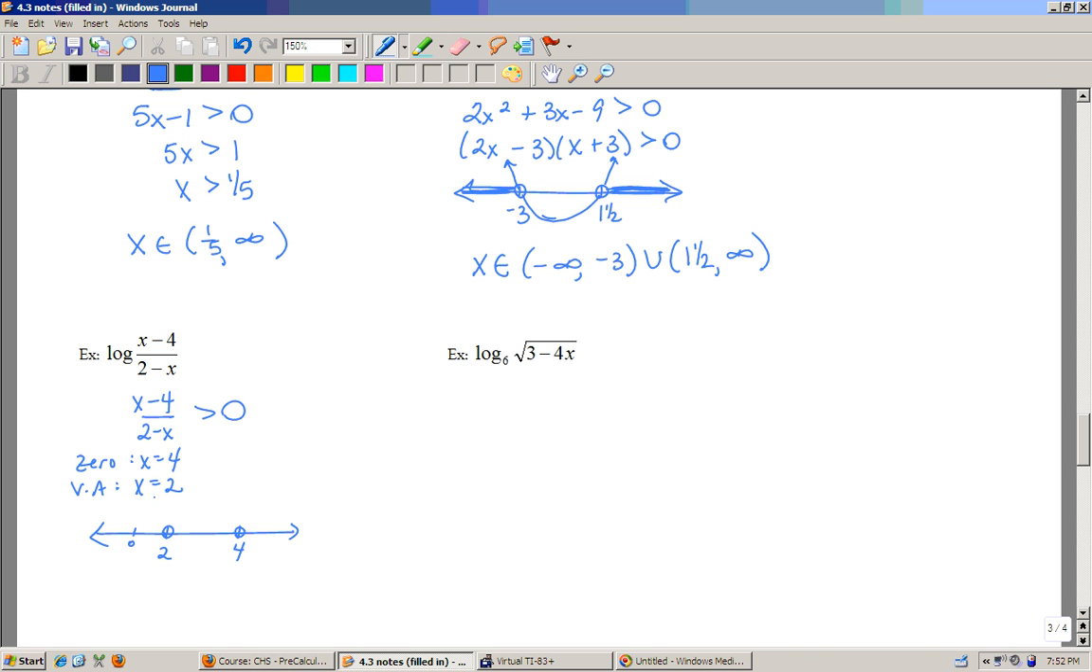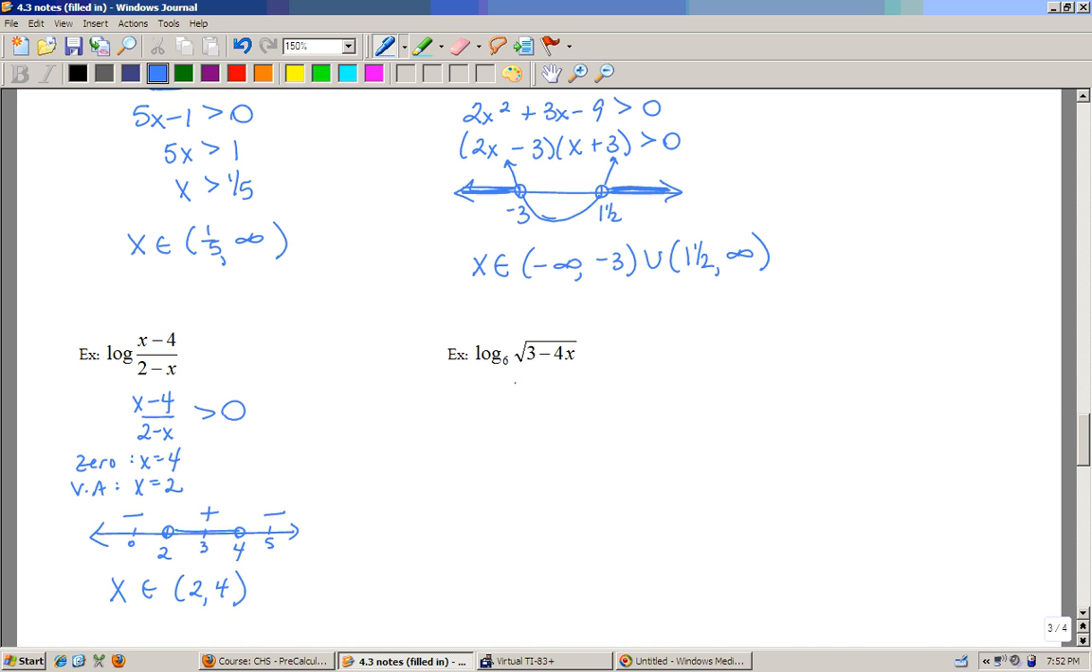If I plug in the point 0, I get a negative over a positive. That's a negative. If I plug in a point at 3, that would be a negative number over a negative number, which would be positive. And if I plug in the number 5, I would get 5 minus 4, a positive number, over 2 minus 5, a negative number, and a positive divided by a negative is negative. I want the values where this function is greater than 0. Those are all the values in between 2 and 4. So those are the x values from 2 to 4, not including either one of those points.